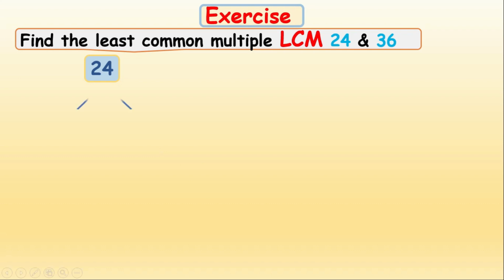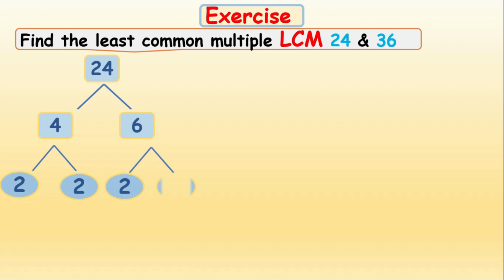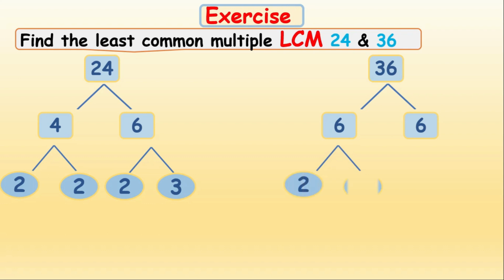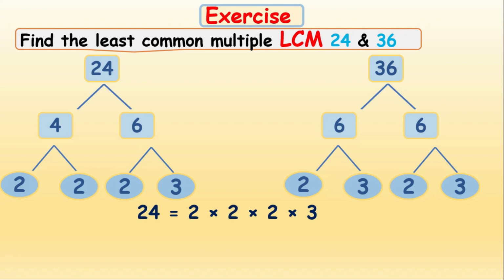Okay, let's factorize using 4 times 6, and then factorize 4 and 6 to be 2 times 2 and 2 times 3. So the prime factors of 24 are 2, 2, 2 and 3. Then factorize 36: 6 times 6 or 4 times 9, any factors. 6 equals 2 times 3, and 2 times 3. So we have the factors of 24 and the factors of 36.